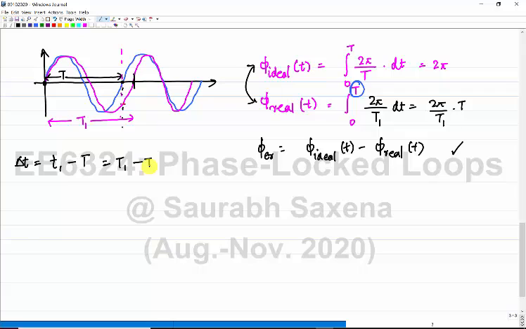So you see that the timing error is telling me the difference between the two rising edges. If you look at the phase error, by the way, this is nothing but 2 pi into 1 minus t by t1, which I can say is 2 pi into t1 minus t by t.